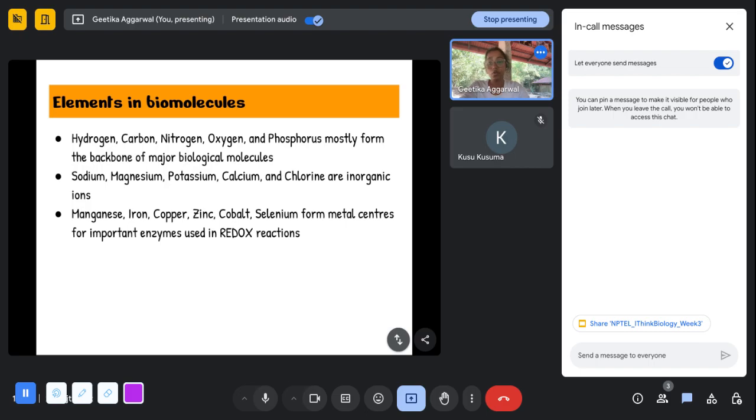So, as I said, hydrogen, carbon, nitrogen, oxygen, and phosphorus. They mostly form the backbone of major biomolecules, for example, nucleic acids, polysaccharides and lipids, things like that. Sodium, magnesium, potassium, calcium, and chlorine are some of the ions that play an important role in osmosis and in things like neuronal transmission and formation of action potentials. And then we talk about manganese, iron, copper, zinc, cobalt, which are some metals which form important centers in the enzymes which function in redox reactions in the human body or in general in living organisms.